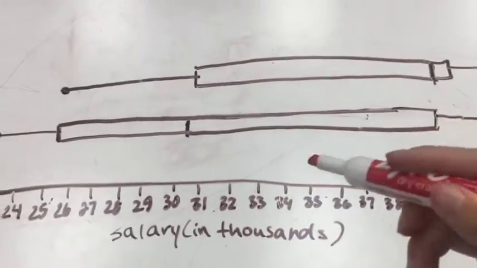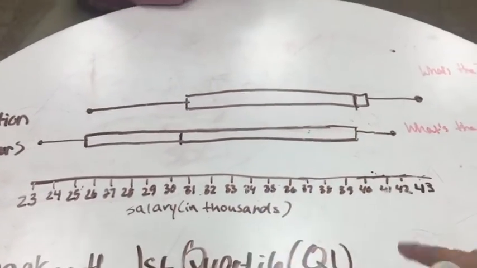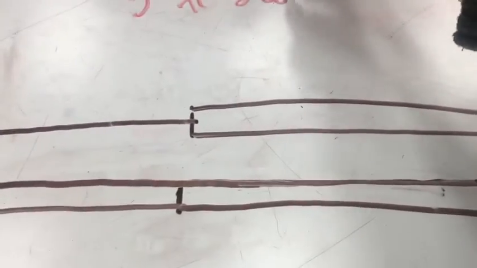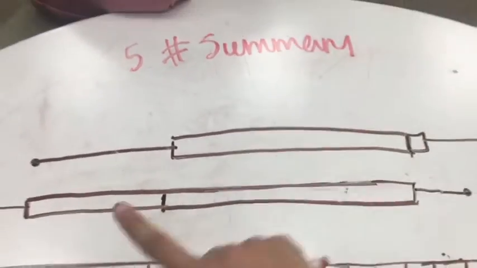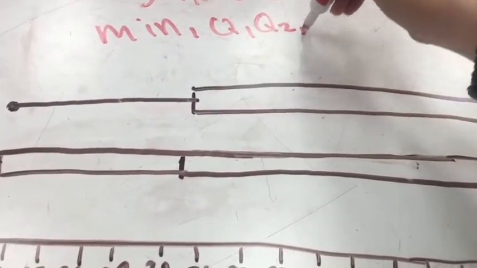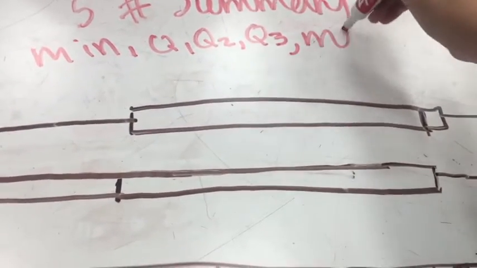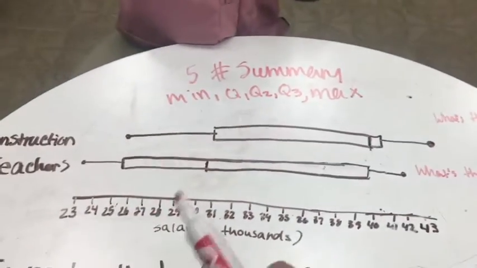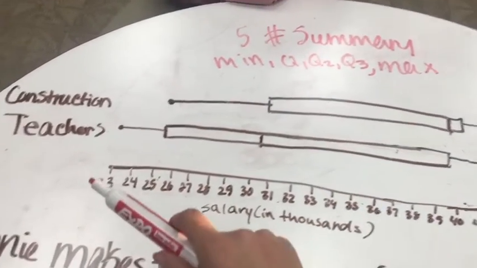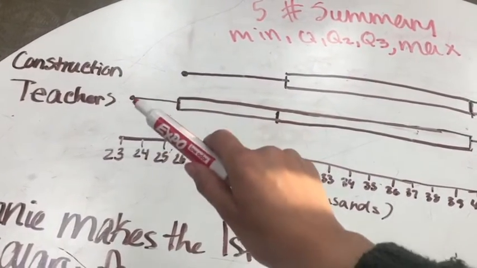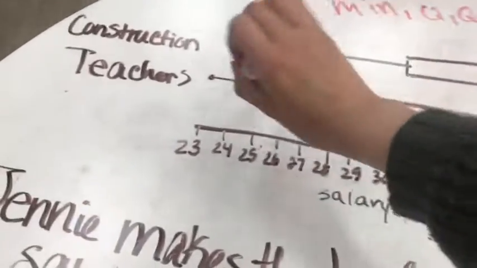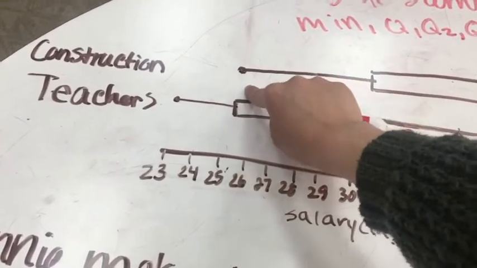So in order for this box plot to even be made, remember that it needs the 5-number summary. So this consists of your min, Q1, Q2, Q3, and your max. And these are all on here. Your min is your lowest number, and you can see that this is the lowest salary for both of these jobs. So this is the min for teachers, and this is the min for construction workers.